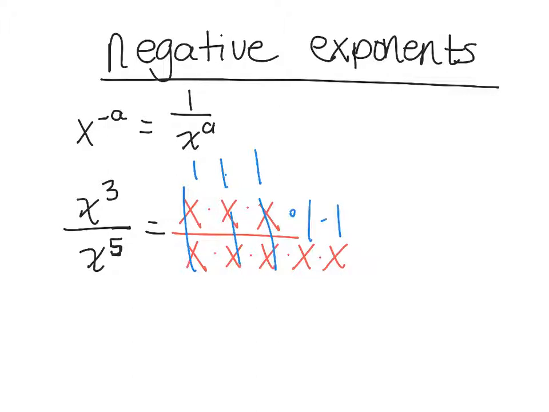Multiplying everything by 1. So 1 over x squared, which again is the same thing as x to the negative 2, because 3 minus 5 gives me a negative 2, which is what I have right here, but we know that we have to rewrite it as a positive exponent.